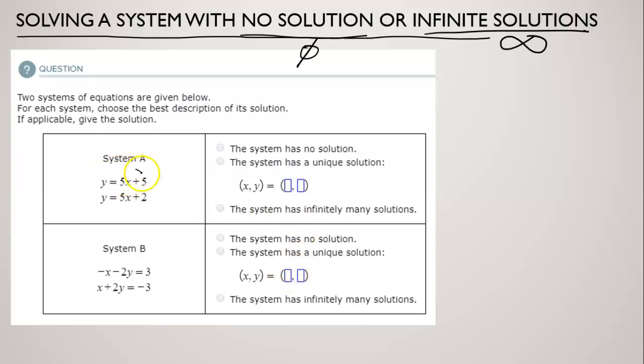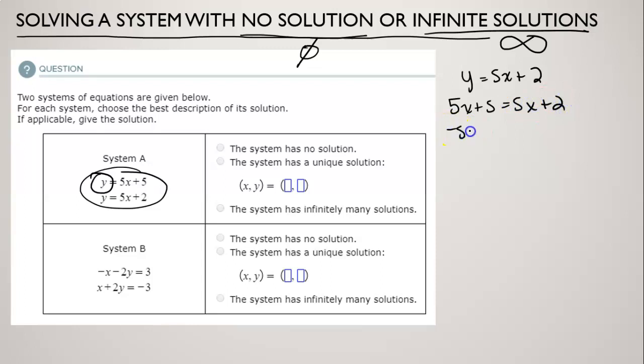So what we've got here is a system of equations. I see that y is already isolated, so I'm going to use substitution. I'm going to replace y in the second equation with the 5x plus 5 from the first equation. I'm going to subtract 5x from each side to get the like terms together, and that leaves me with 5 equals 2.